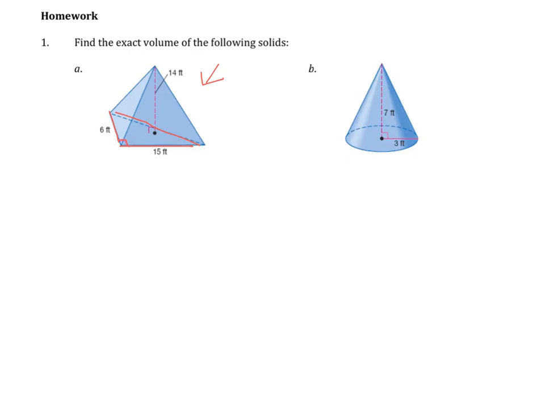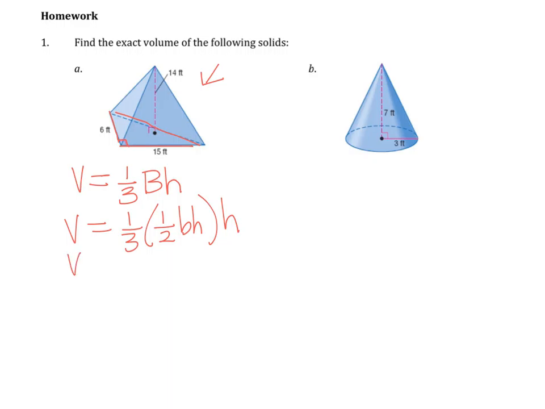So the volume formula for a pyramid is equal to 1/3 capital B, which is the area of the base, and in this case it's a triangle, so 1/2 base times height times the height. So V is equal to 1/3 times 1/2 base times height of the triangle base times the height of the pyramid. So 1/3 times 1/2 is 1/6.